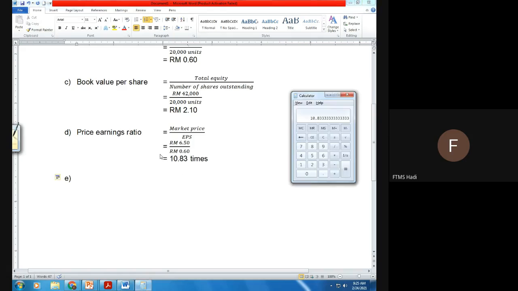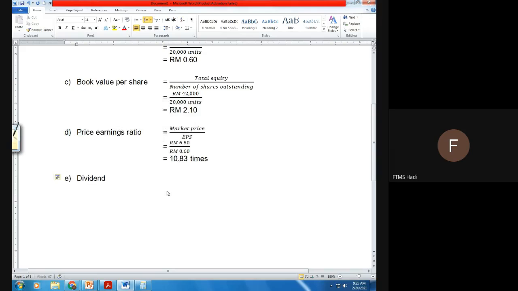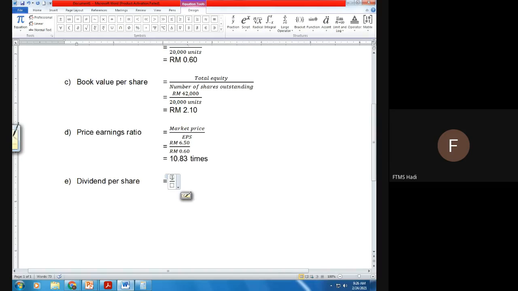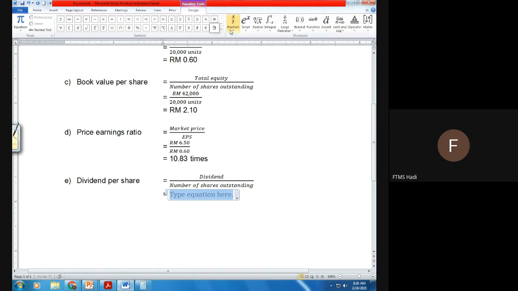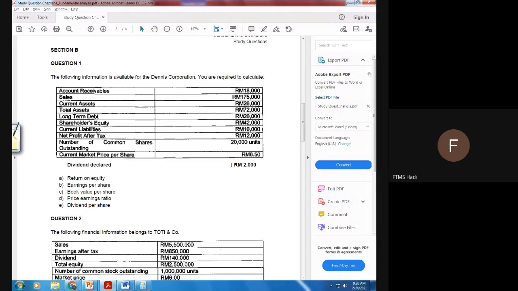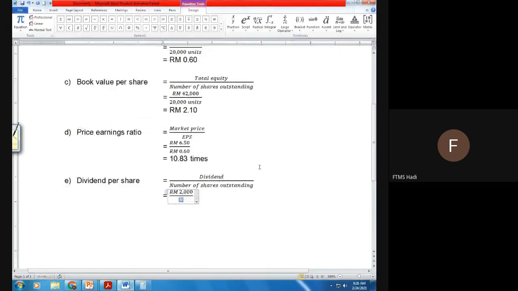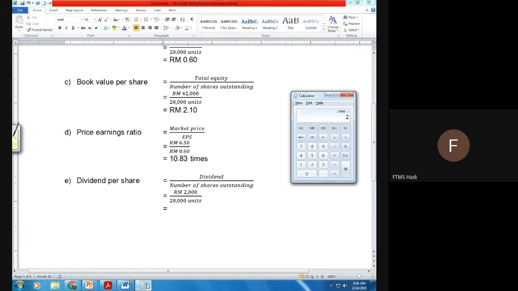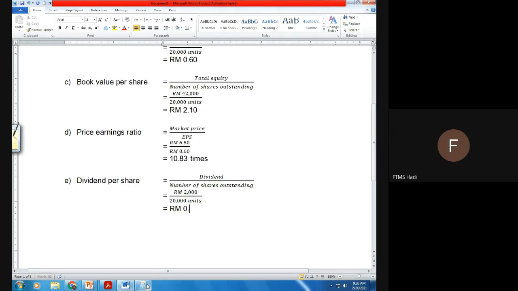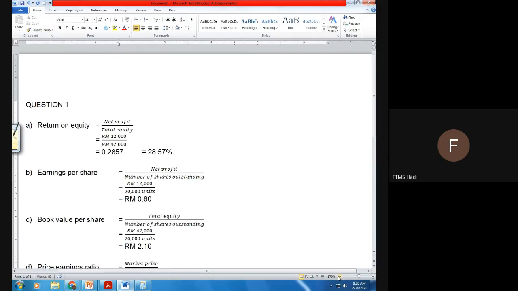And the last one is question E, dividend per share, which is DPS. The formula is dividend divided by number of shares outstanding. Look at this one: dividend declared, which is 2,000 ringgit. Number of common shares outstanding, 20,000 units. So the answer, in RM, is 10 cents. Alright, so done with this part.